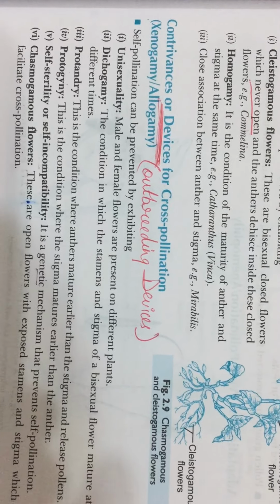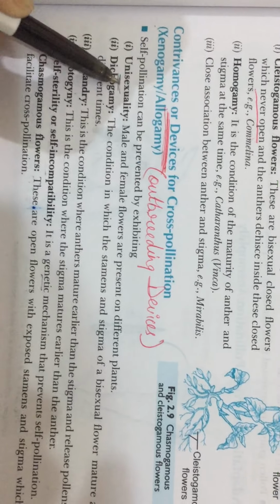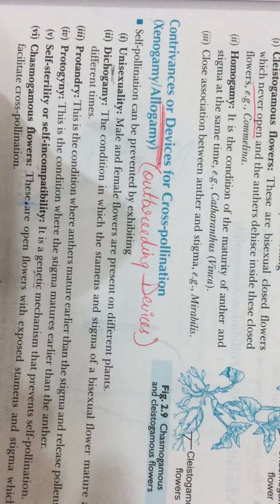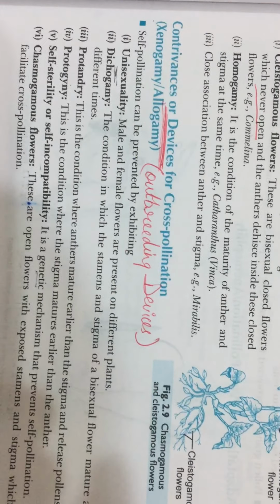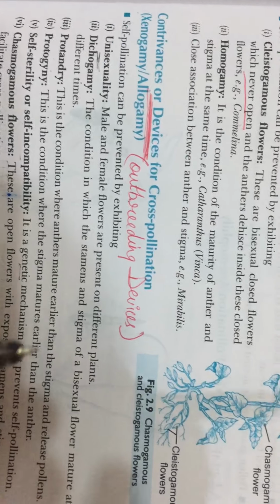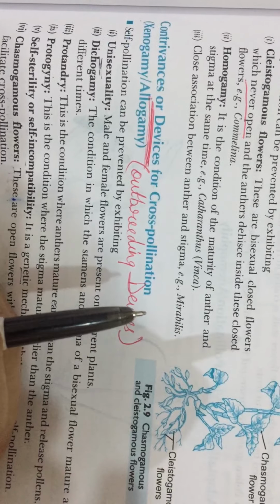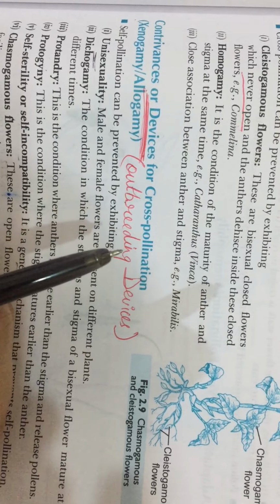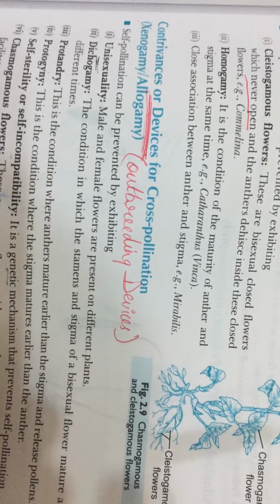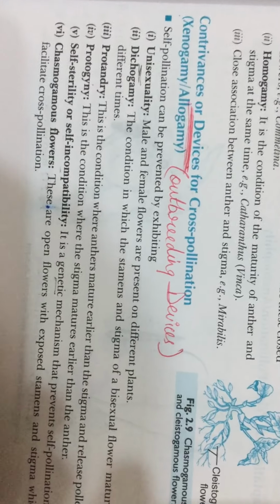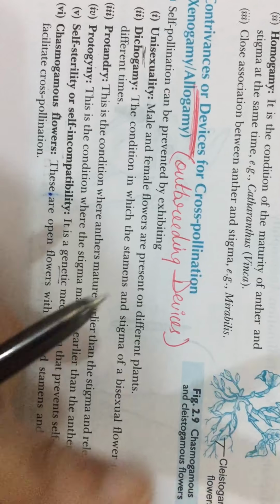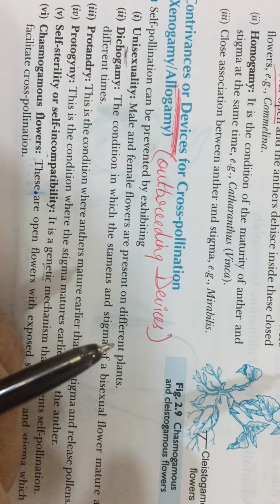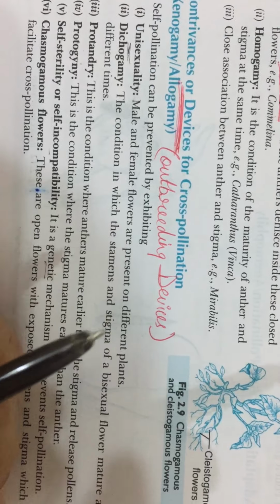Next is the production of unisexual flowers. That means the plants develop unisexual flowers to avoid self-pollination and to promote cross-pollination. Plants such as maize and castor develop unisexual flowers on the same plant, which prevents autogamy but not geitonogamy. While in some plants, the male and the female flowers are present on different plants, for example, papaya. This prevents both autogamy as well as geitonogamy.